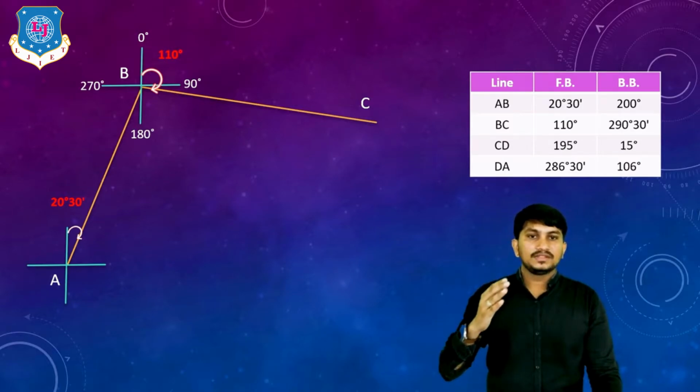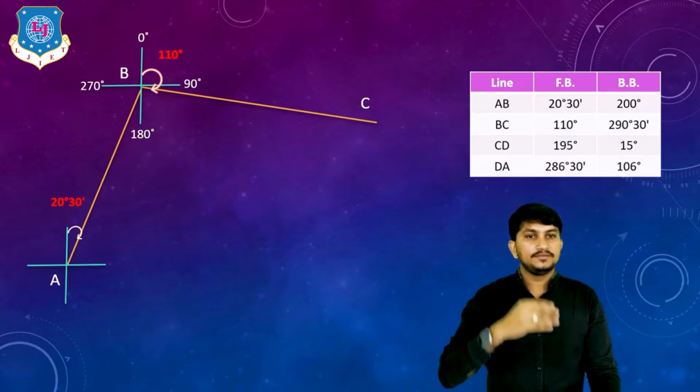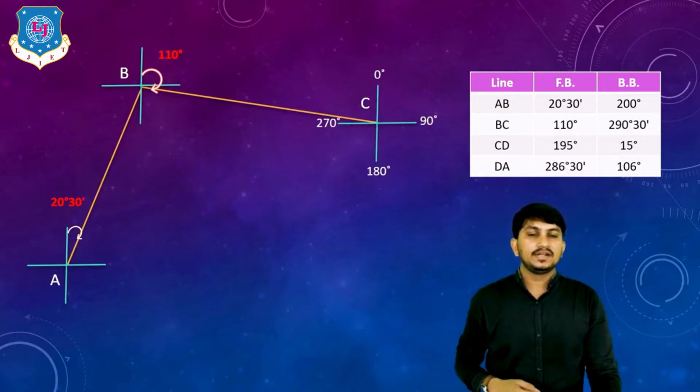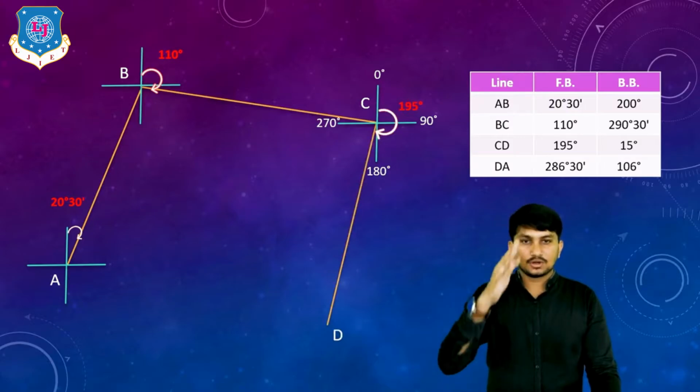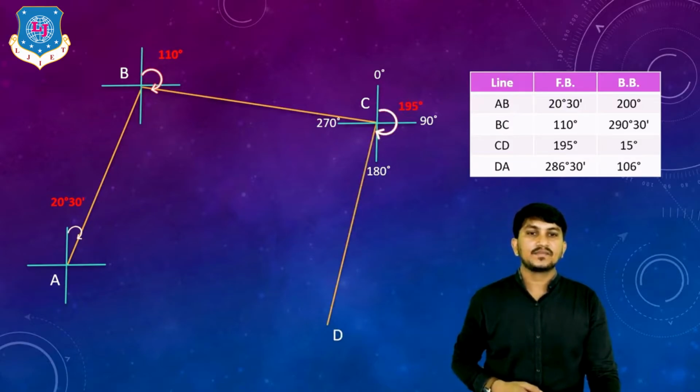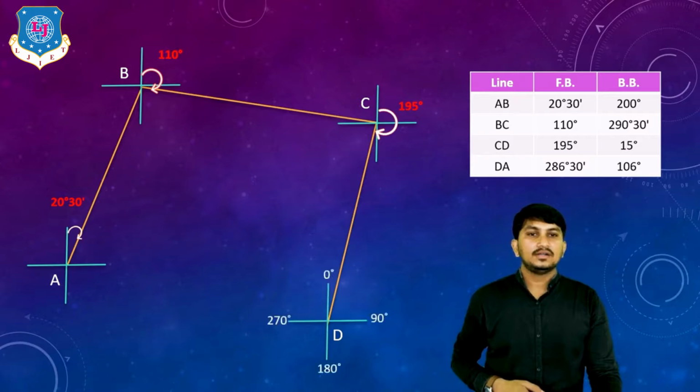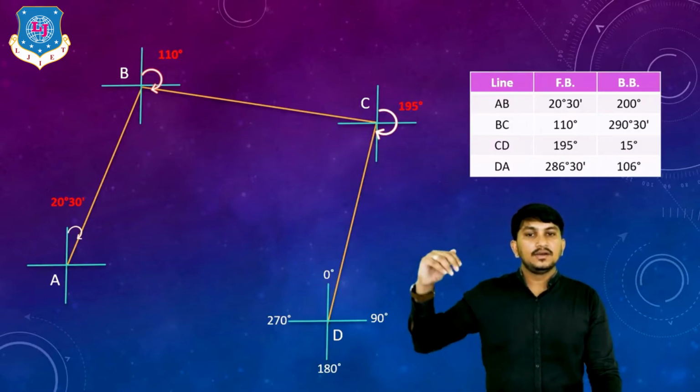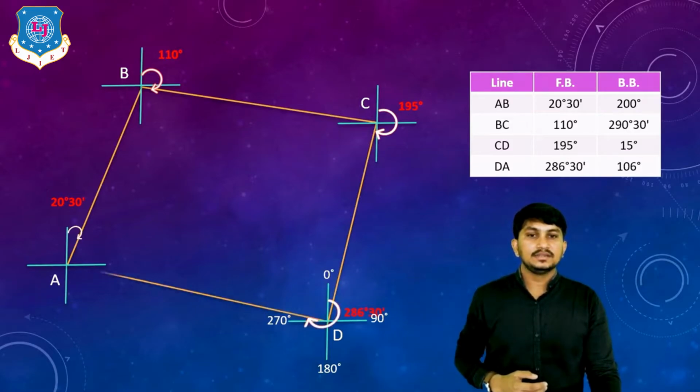Now to go next, we have to refer to the FB of CD, which is 195 degrees. 195 degrees is in the third quadrant, like this. So the line is drawn like this. This is the line CD. Next, for drawing line DA, we have to refer to the FB of DA, which is 286 degrees 30 minutes, which is in the fourth quadrant, like this. The line is drawn.